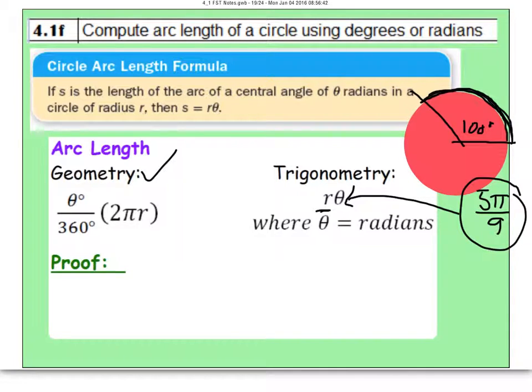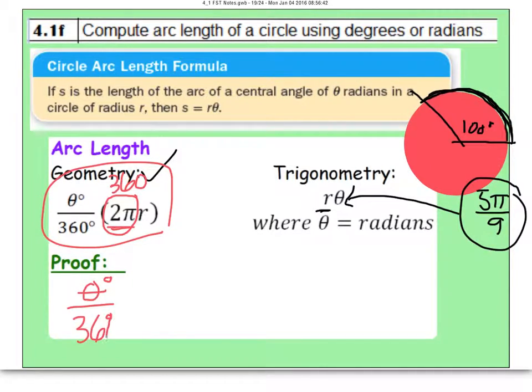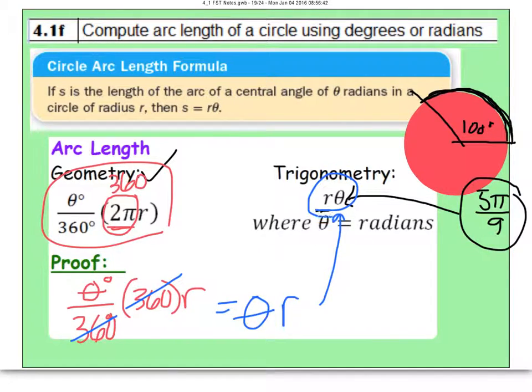Now let me just show you real easily why this formula works. It's very simple and easy to prove. If we were to say how many degrees 2 pi is, we could say it was 360 degrees. So I'm going to replace that. If I take this formula here, it's my degree over 360 times, instead of 2 pi, I'm going to put 360 degrees and keep the r there. Well, what happens here, folks, the 360 cancels out, and I'm left with this theta times r, which is this formula here.